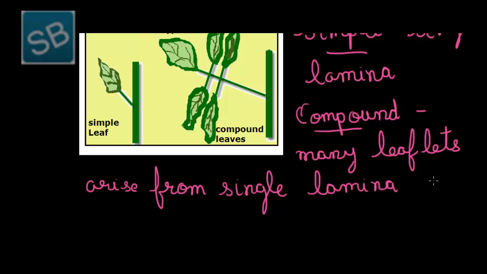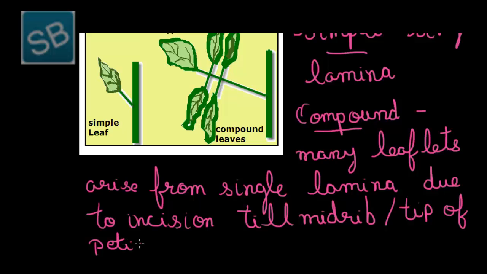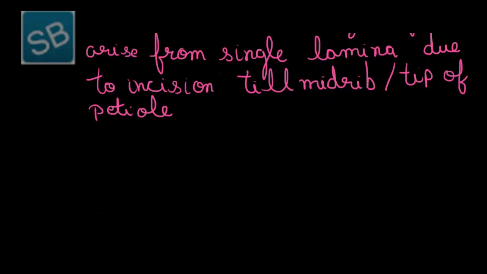Due to incision till the midrib or petiole, dividing the lamina into various leaflets. Now, the compound leaf is further divided into two types, that is pinnate compound leaf and palmate compound leaf.